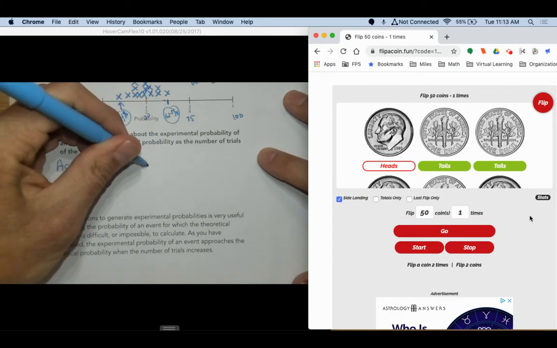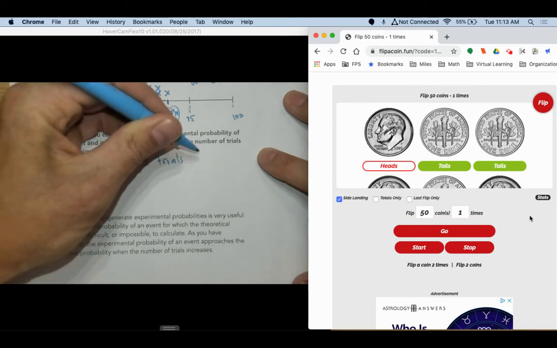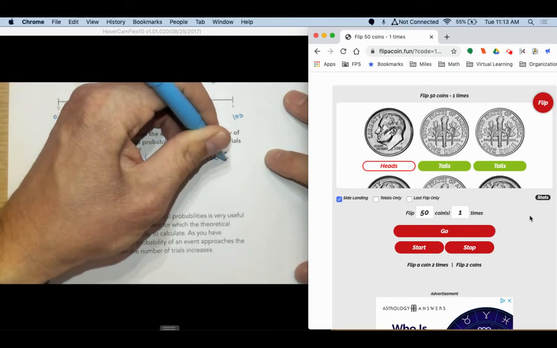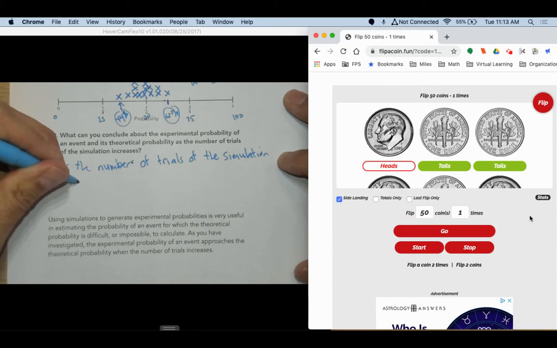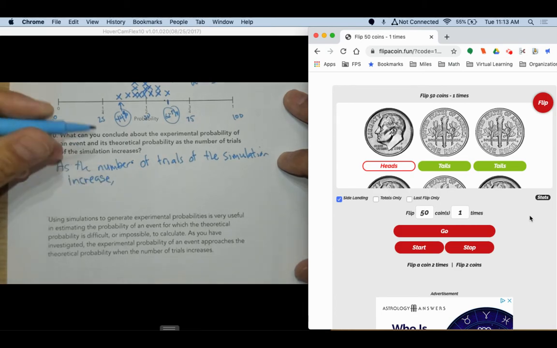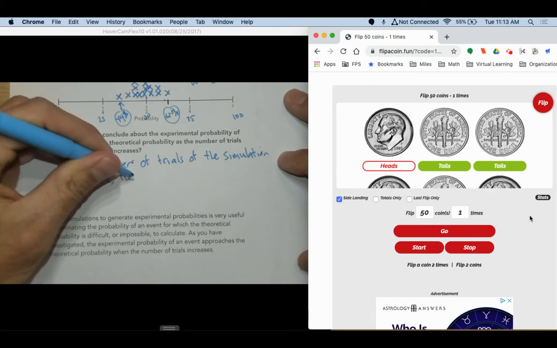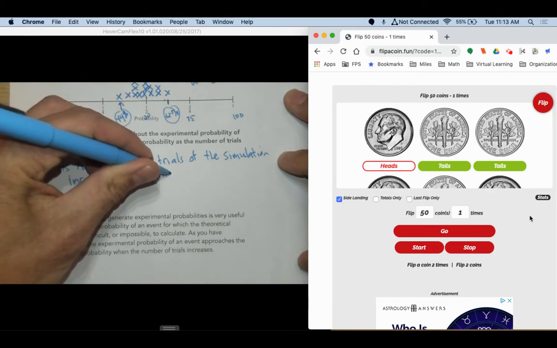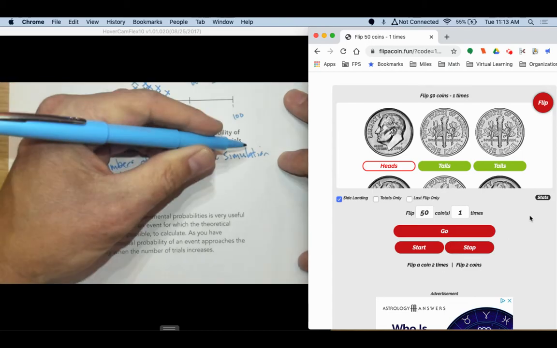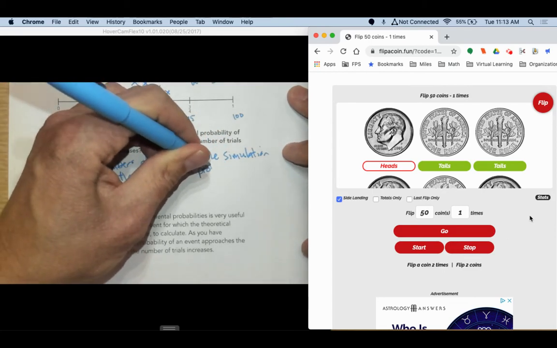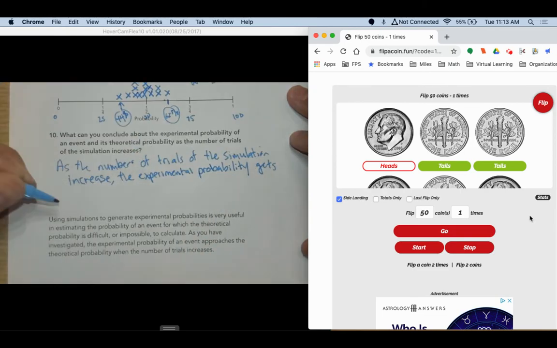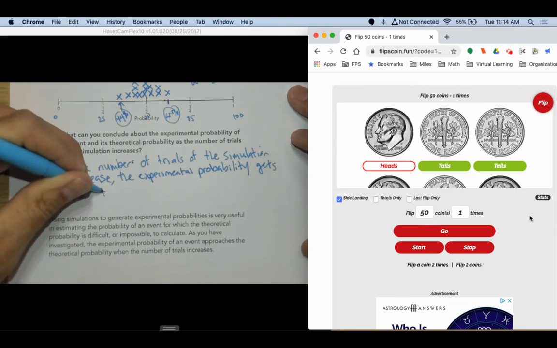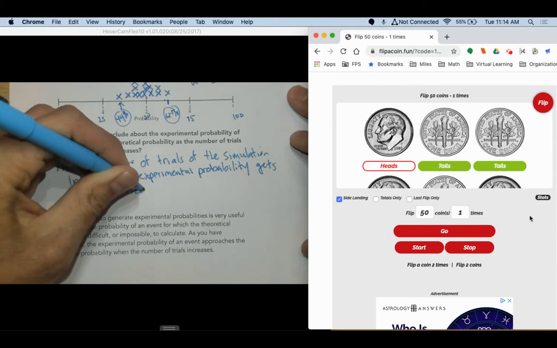As the number of trials of the simulation increase, the experimental probability gets closer to the theoretical probability.